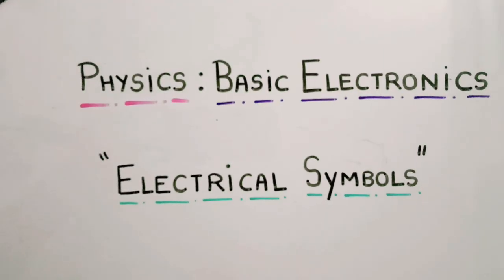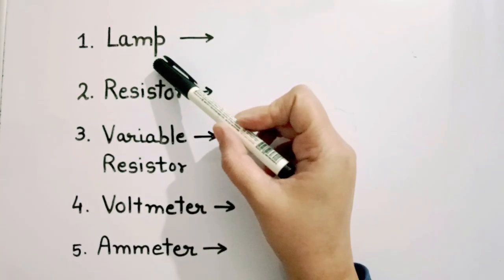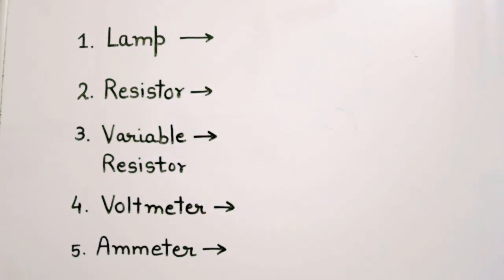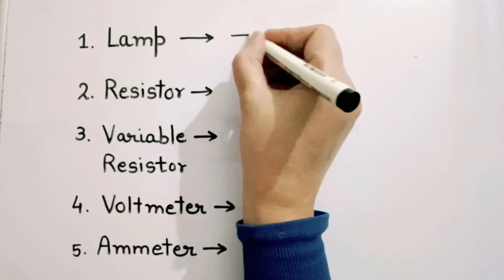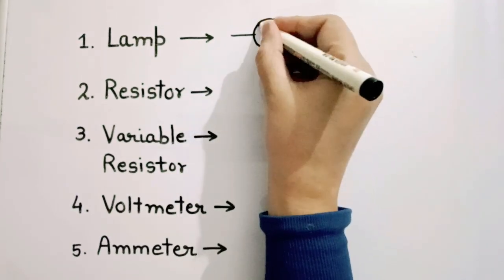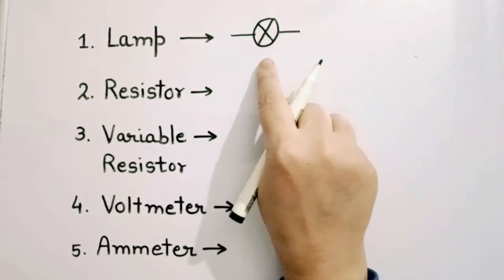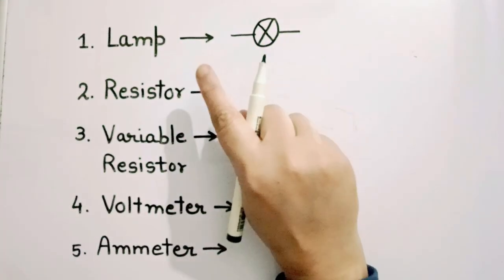Let's do it. So the first electrical component is lamp. If it is given, how will you draw? This is drawn like this. This is the symbol for lamp.